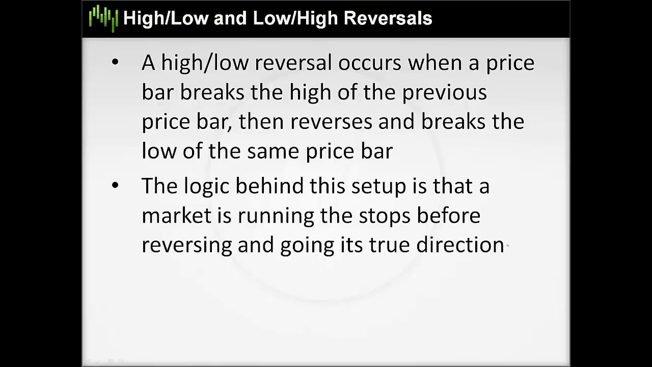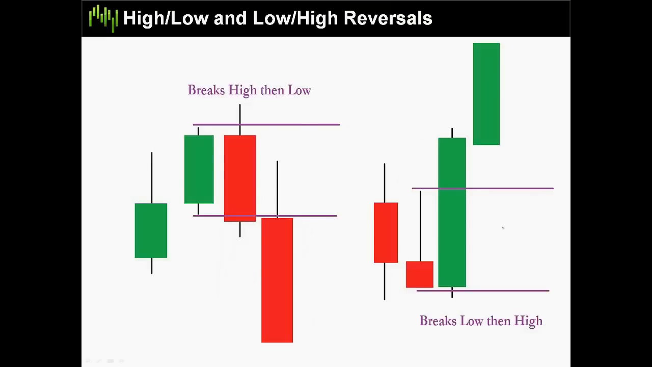And if it reverses, then we're saying, okay, it was running the stops, and the market is actually reversing, going the opposite direction. This is what a high-low reversal looks like. Again, the current price bar, the one that was developing, let's say this one right here, breaks the high of the previous price bar. So we came up and broke the high of the previous price bar, and then we reversed and broke the low of the previous price bar. This is a high-low reversal, suggesting that the market will continue to sell off just like it did here.